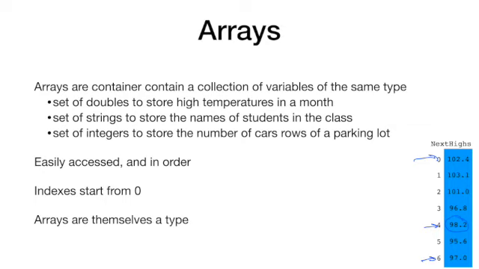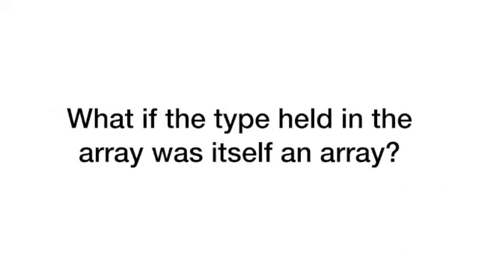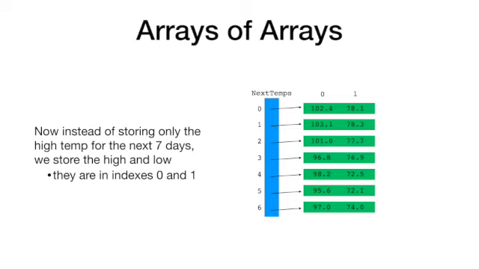But remember that arrays themselves are a type. This is a data structure that just happens to store some other data structures. So the question is, what if the type held in the array was itself another array? So here, instead of storing only the high temperature for the next 7 days, what if we want to store the high and low temperature? We can again see today is at value 0, and then the high temperature is stored at index 0, and the low temperature is stored at index 1, right?